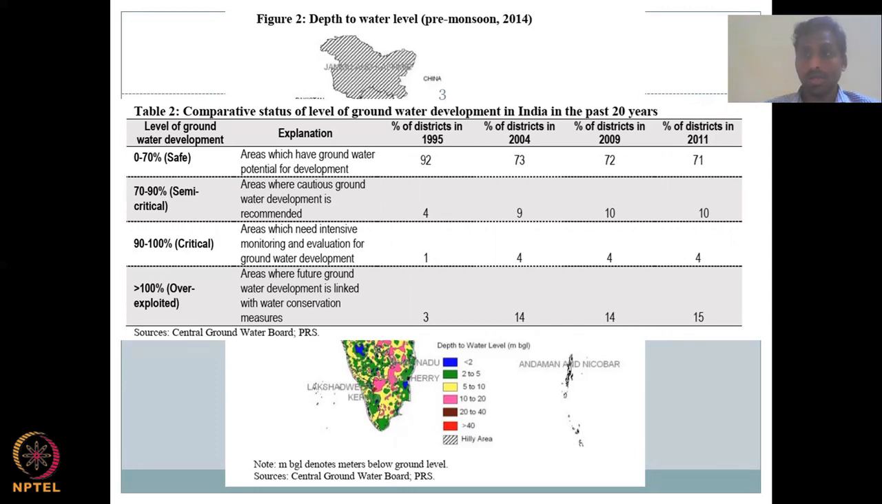But water is not that. Every year you need water. Every year the trees need water. Every year the streams need base flow. So over-exploitation and critical stages are very, very important.